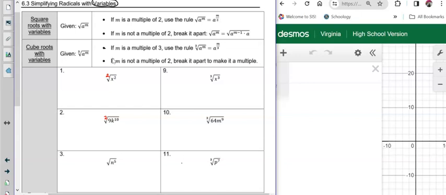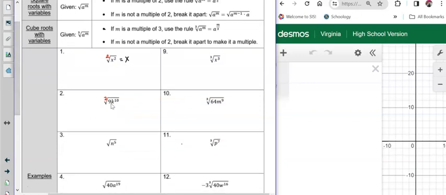The first one is kind of simple, because whenever you take the square root of a square, this just ends up being x to the first power, because 2 divided by 2 is 1, and that's that. But let me show you what happens here.